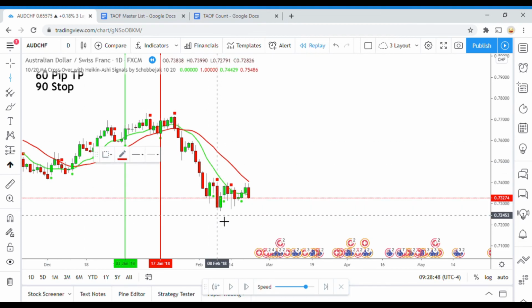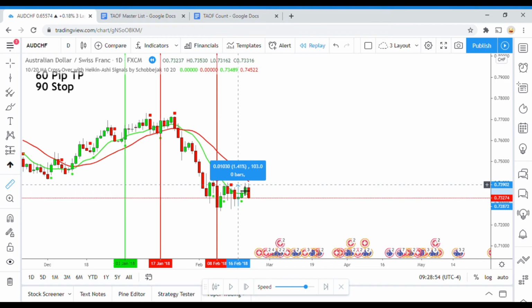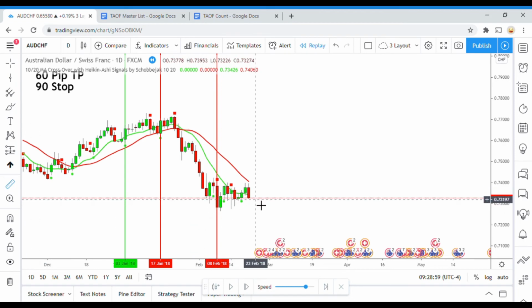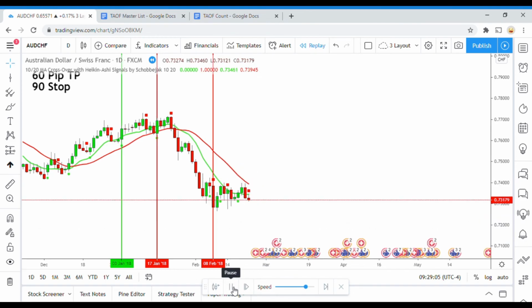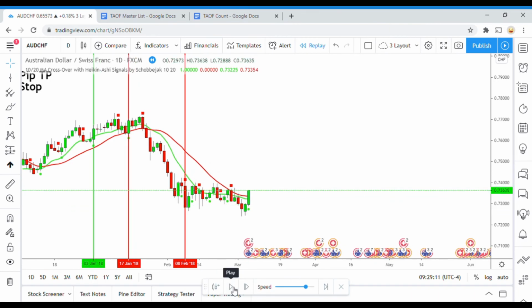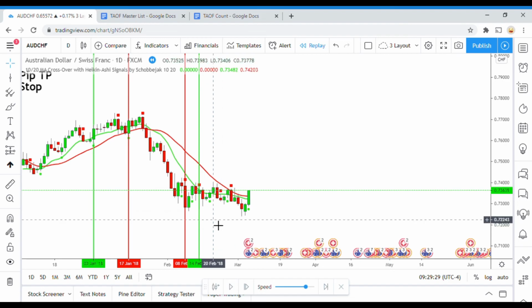So we got one signal here. It did not, well, let's measure this out. Did it stop us out there? Yes, it stopped us out. And then it gave us another signal here. That has not stopped us out here. No, has not. So let's play it and see what it is going to do here. So we're still tracking this one right here. And this. Okay, so it did eventually give us a win on that one.